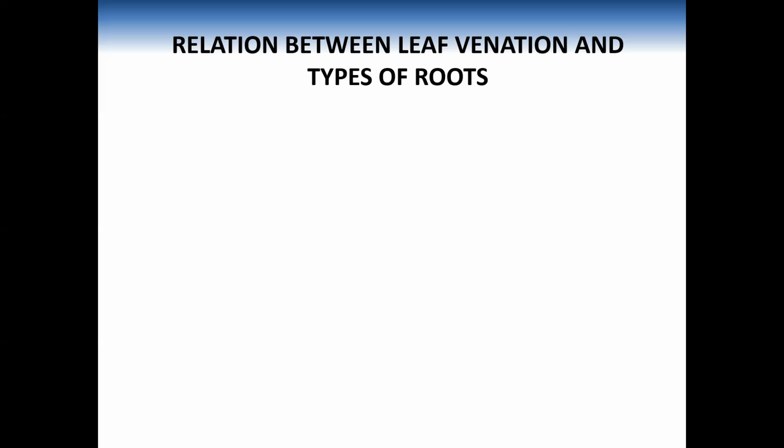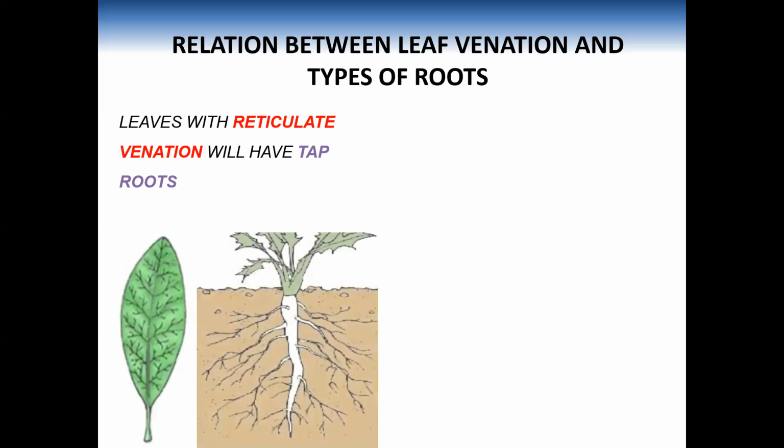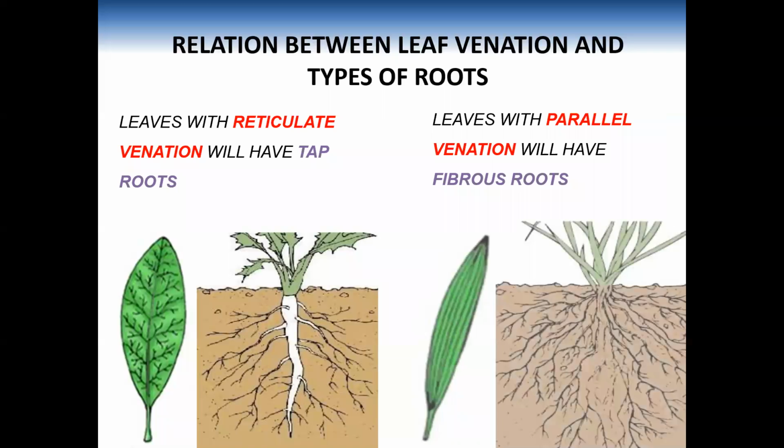So what is the relation? Leaves with reticulate venation will have tap roots, whereas leaves with parallel venation will have fibrous roots. So by looking at the type of venation, we can easily recognize the type of root system present in a particular plant.